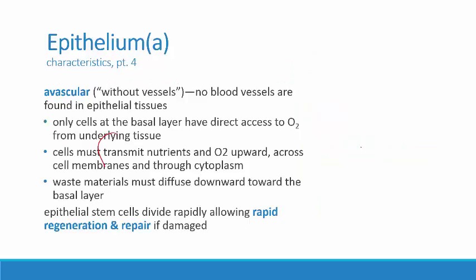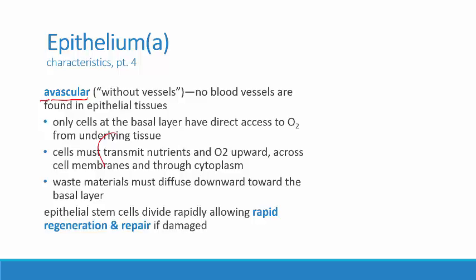Epithelia are avascular, A meaning without, vascular meaning vessel. So there are no blood vessels found in the epithelial layer tissues. That means that it's only the cells down there at the basal layer that have direct access to oxygen from the underlying connective tissue. Connective tissues tend to be very vascular.